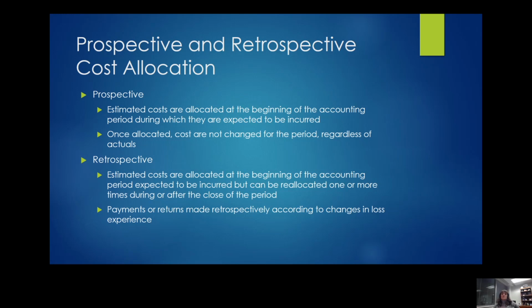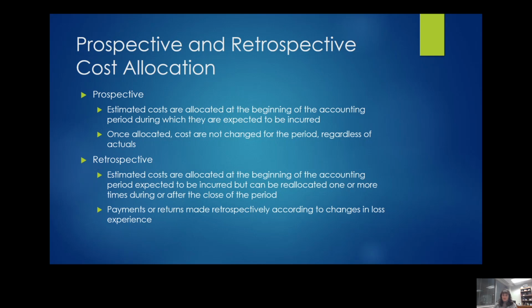Retrospective, if you recall, is where we estimate at the beginning of the period. Work comp's a great example. They give you a premium based on estimated payroll. You don't know what your total payroll is going to be for the year until the end of the year. So you come back and you look at it. Or maybe they charge you more based on the number of losses or claims that you had during the year. So with a retrospective, the costs that were incurred could actually be reallocated or refunded depending on how it came out on actual experience.